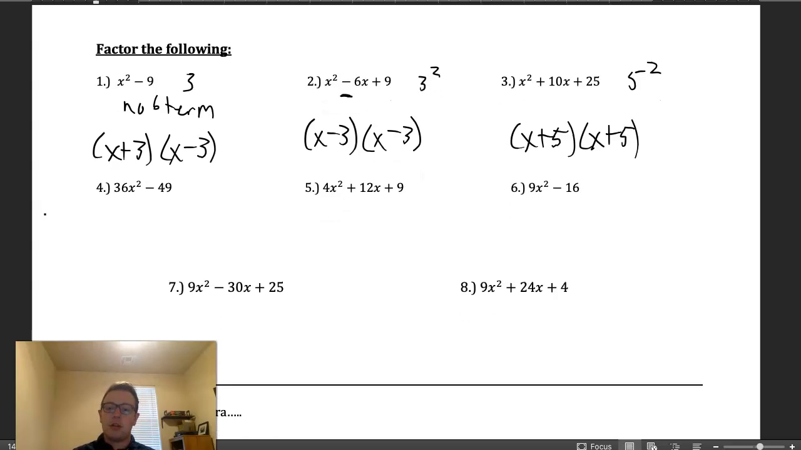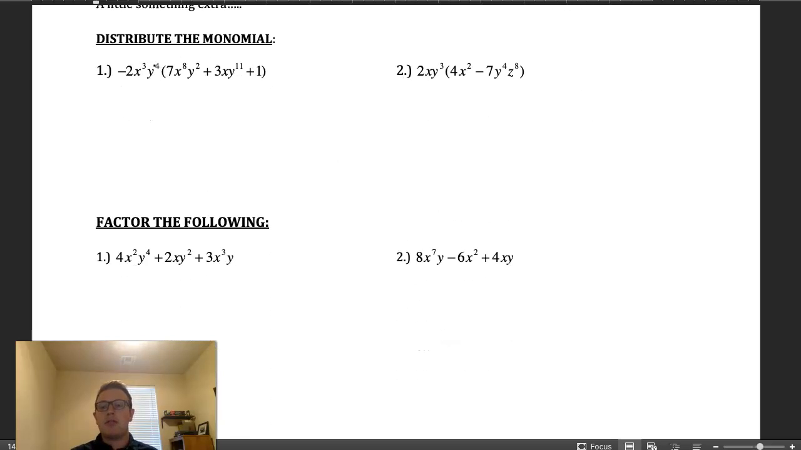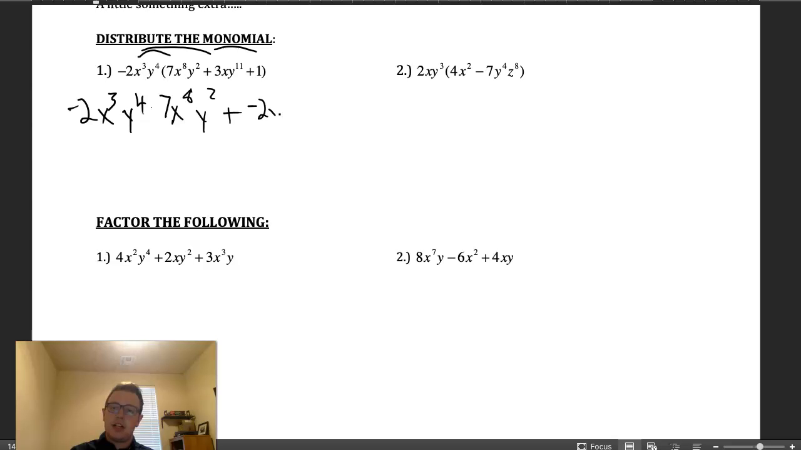Finally, we have some quick review of distributing and factoring. Remember, when we distribute, we multiply everything together, but the exponents get added. So if we were to distribute this in, we'd get minus 2x cubed y to the 4th times 7x to the 8th y squared, plus minus 2x cubed y to the 4th times 3xy to the 11th, and so on. What does this become?